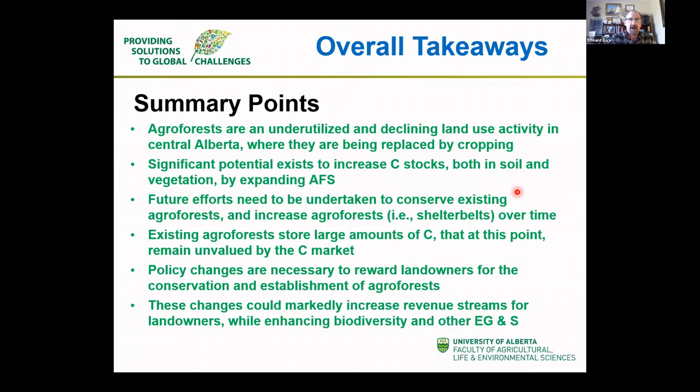We're trying to point out the size of the carbon pool that's stored within these systems and the role of agroforestry in potentially combating climate change, as Scott talked about at the outset. And so if we know the size of that pool and the value of that pool, hopefully we will have policy changes that enable and encourage landowners to change their behavior to either conserve agroforests or even increase the abundance of agroforests, whether it's through shelter belts or otherwise.